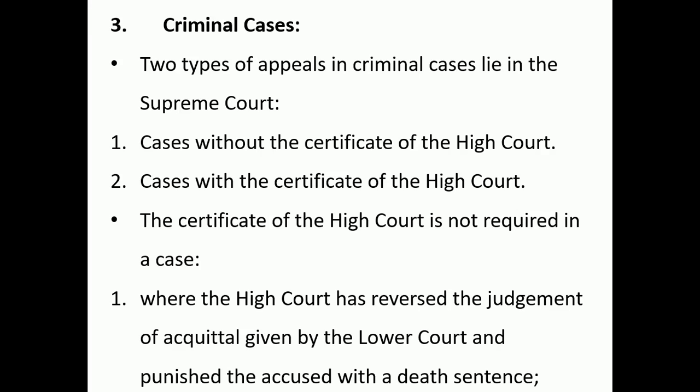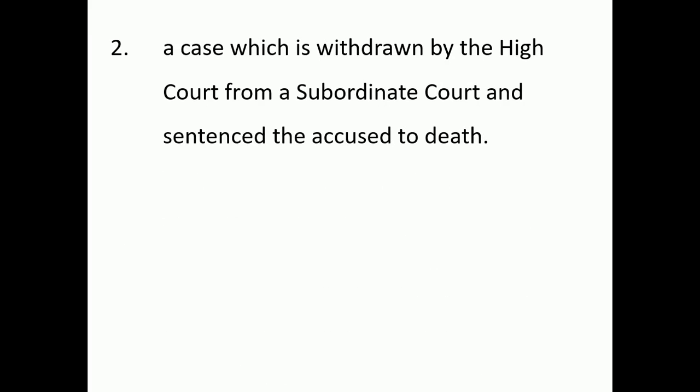Where the High Court has reversed the judgment of acquittal given by the lower court and punished the accused with a death sentence. And second situation is a case which is withdrawn by the High Court from a subordinate court and sentenced the accused to death. So generally we can say the High Court is not having the power to sentence the accused to death. Capital punishment is not coming under the jurisdiction of the High Court generally. It doesn't mean that they cannot give, but certain limitations are there.